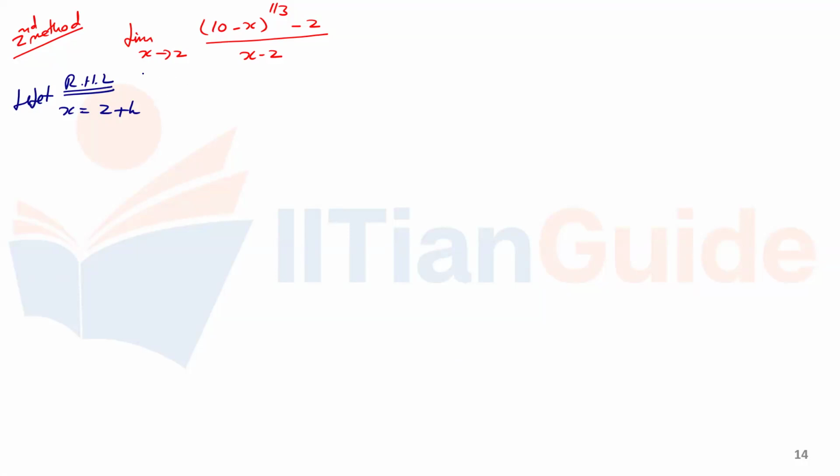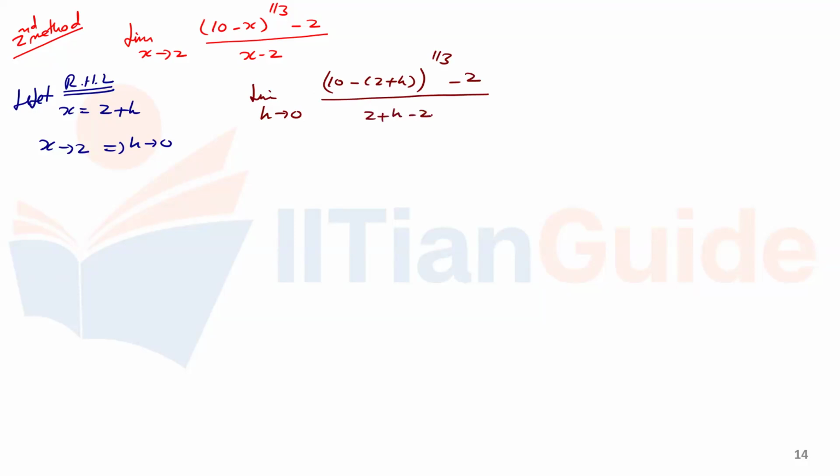Okay, just wait. Limits x tending to 2, that will give me h tending to 0. So what I'm writing here, limits, I'm converting the term of x in terms of h. I will get limits h tending to 0, (10 minus x) whole power 1 by 3 minus 2 divided by x minus 2. x is nothing but 2 plus h. What happens? This 2 gets cancelled.